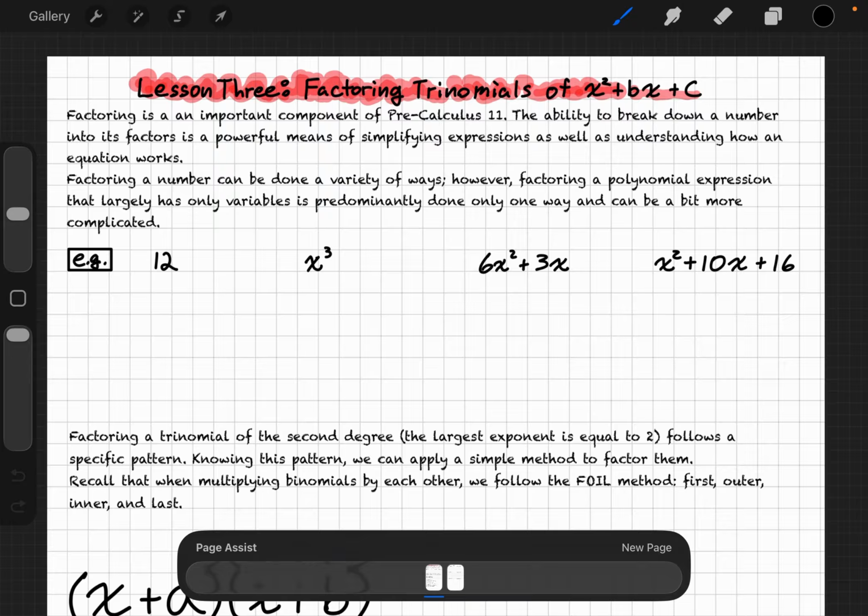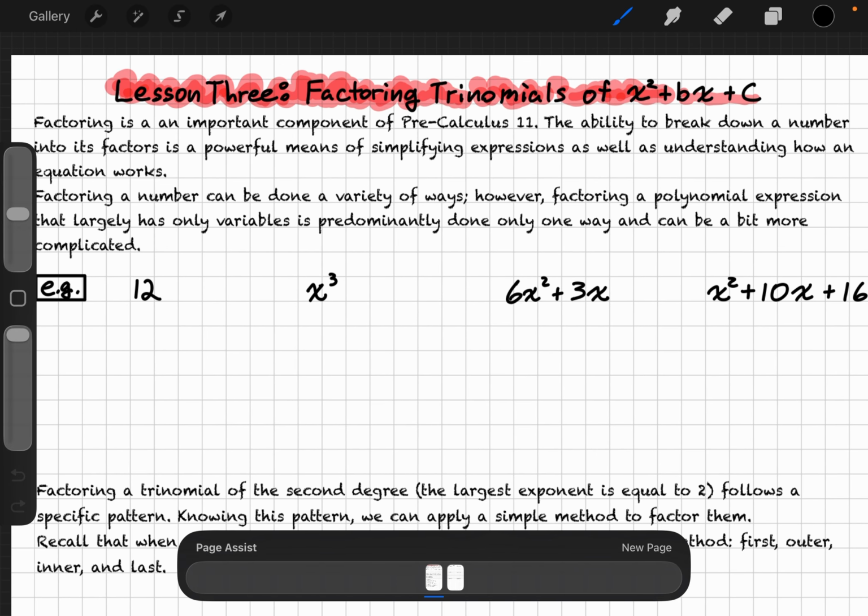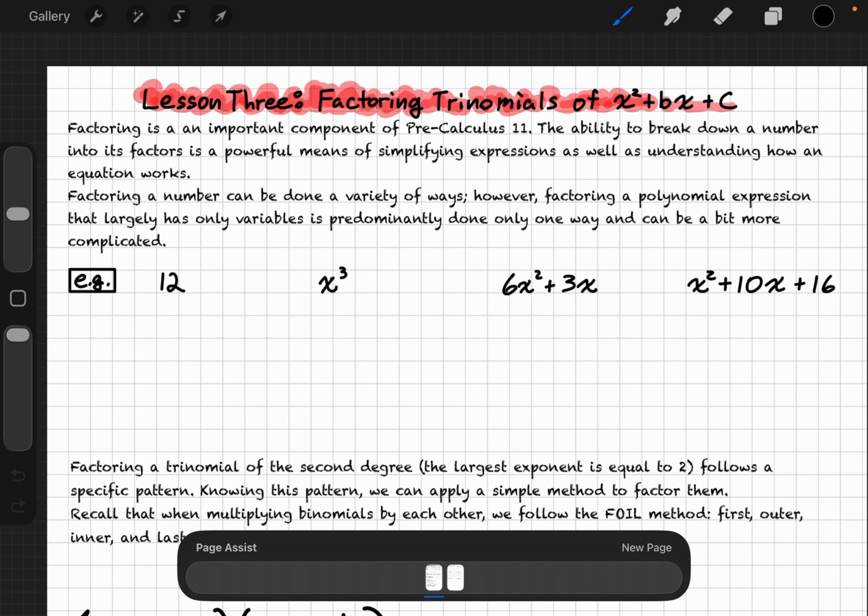Today we will be covering lesson 3, factoring trinomials of x squared plus bx plus c. So, factoring is an important component of Pre-Calc 11. The ability to break down a number into its factors is a powerful means of simplifying expressions as well as understanding how an equation works. Factoring a number can be done a variety of ways. However, factoring a polynomial expression that largely has only variables is predominantly done only one way and can be a bit more complicated. So, let's look at examples of factoring here.